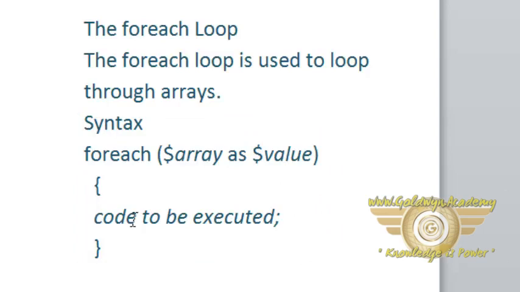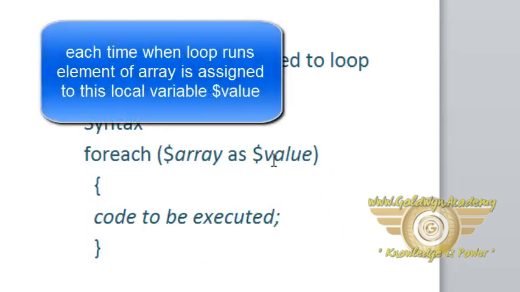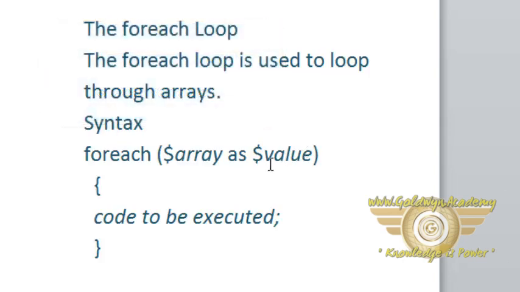Here in the foreach loop, the value of the current element of the array is assigned to this $value, and then we can access the current element of the array through this $value variable.